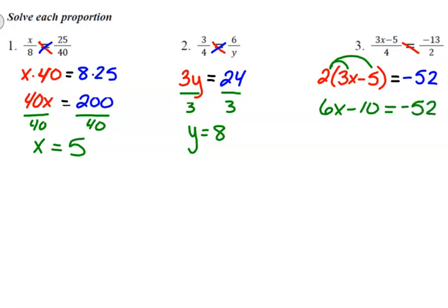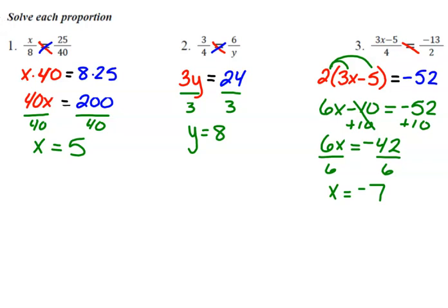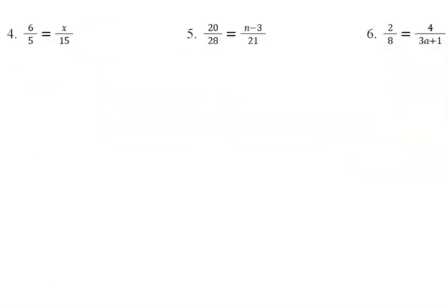And again, now we're solving our equation like normal. So think opposite operations. If I have a minus 10, I need plus 10 on both sides. So negative 52 plus 10 is negative 42. And then I'm going to divide by 6. x equals negative 7. If you need more time with these 3 examples, go ahead and hit pause. When you're ready, go ahead and keep going as we look at the next examples.